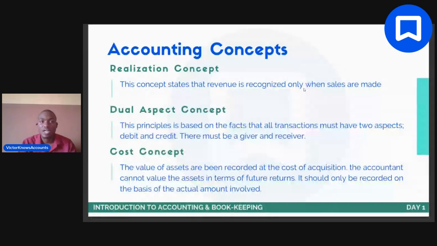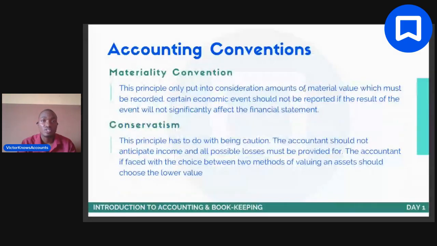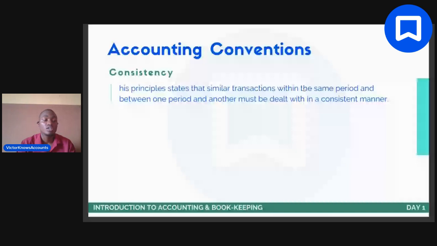Now let's move to the final piece of the puzzle, and that's what? Accounting conventions. We'll talk about three conventions, and then that will be it. First one, the materiality convention. We also talk about the conservatism convention. Then we also talk about the consistency convention.